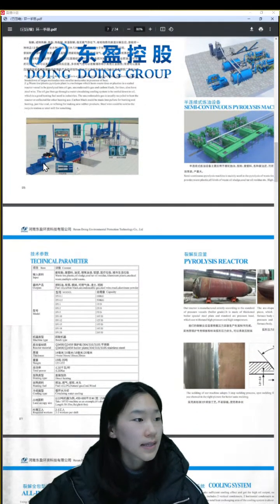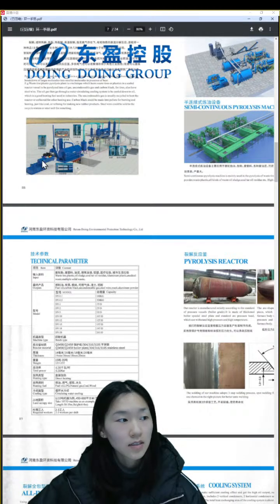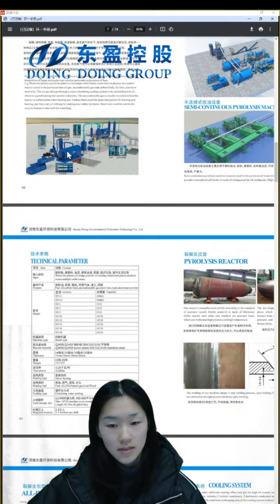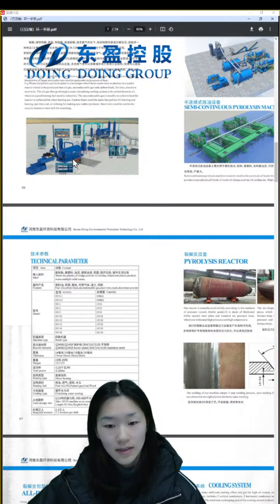You can see this is our automatic feeder to feed the waste tires, waste plastic into the reactor. This is the pyrolysis reactor. The raw material will be heated into oil gas in this reactor. The reactor is the main product in this system.